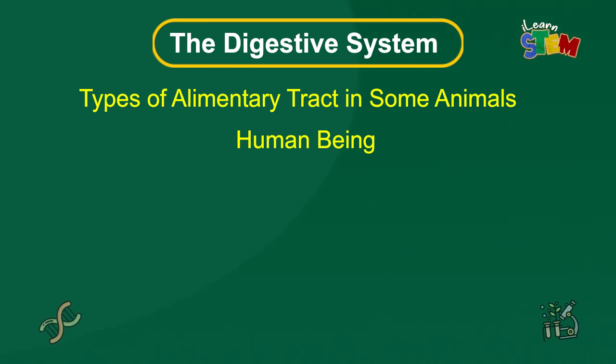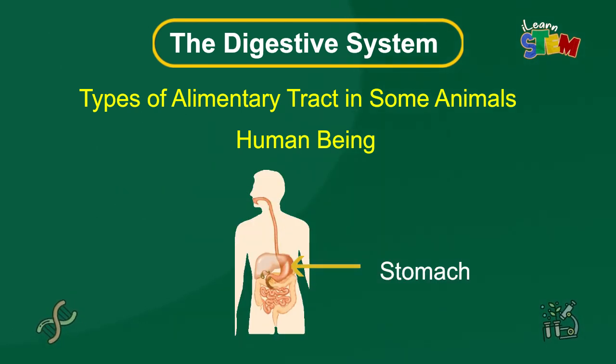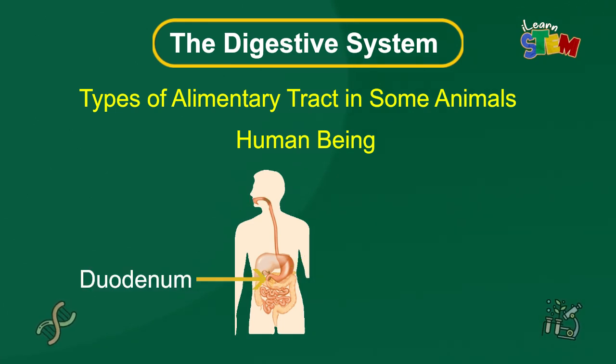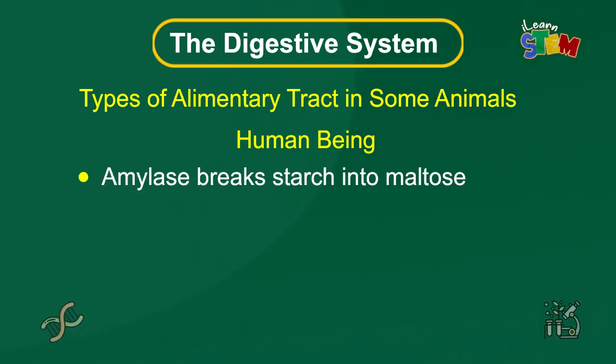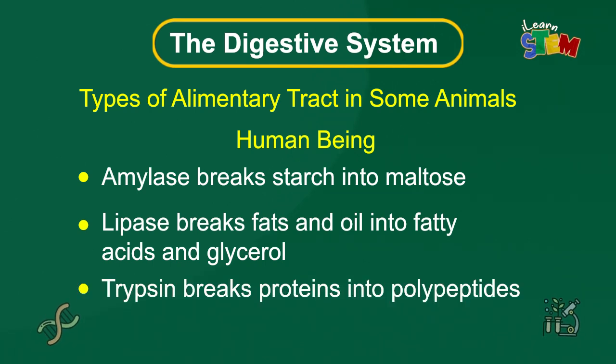Food is chewed in the mouth and swallowed through the esophagus into the stomach. The stomach releases enzymes called renin and pepsin which help in breaking down food. Then, the duodenum is where conversion of food into simpler particles takes place. For example, amylase breaks starch into maltose. Lipase breaks fats and oil into fatty acids and glycerol. Then trypsin breaks proteins into polypeptides.